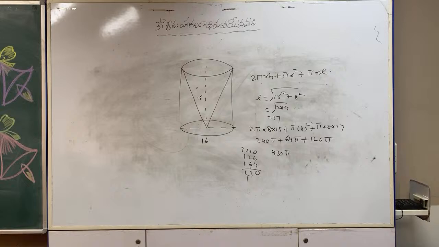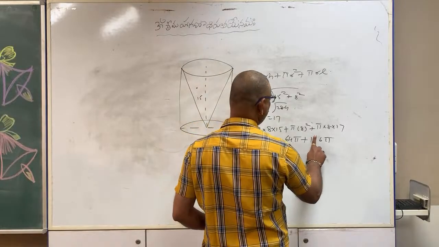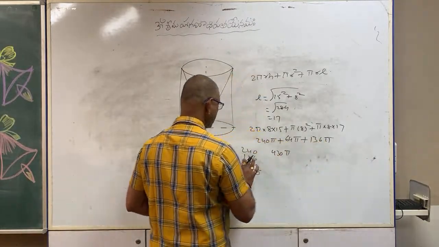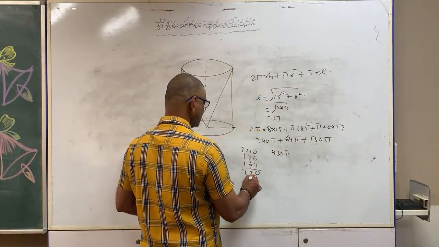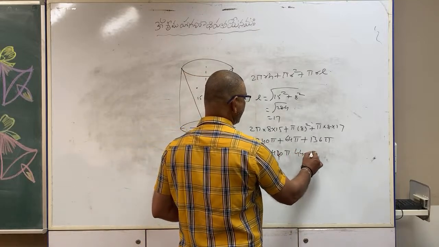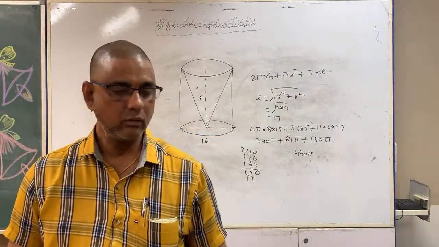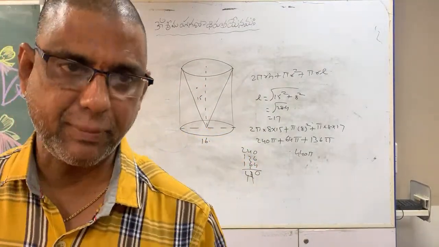Eight 17s is 135... sorry, it is 136, not 135. Right, it is 136. Yeah, 440 pi. The answer is 440 pi.